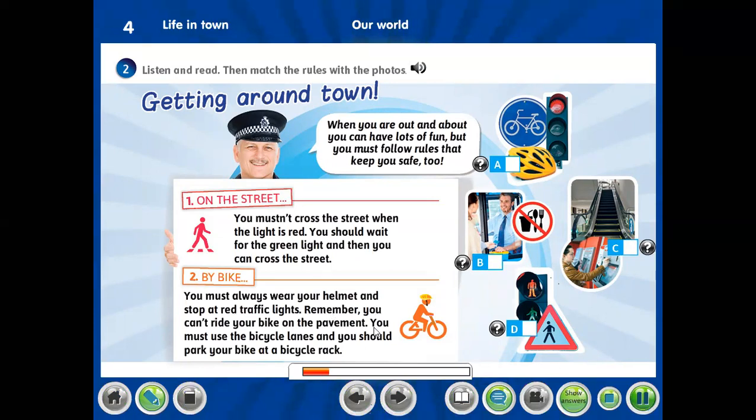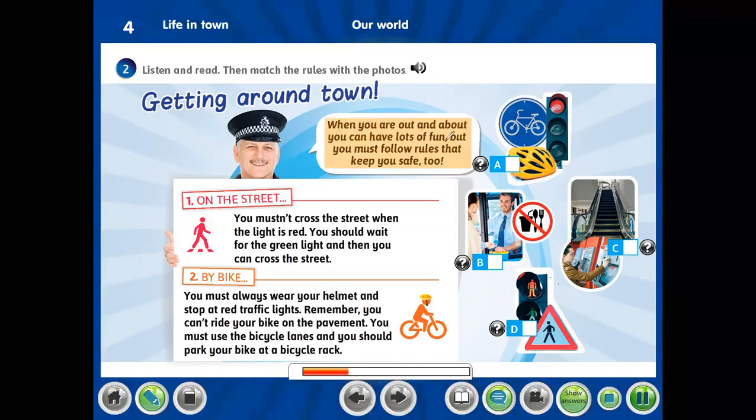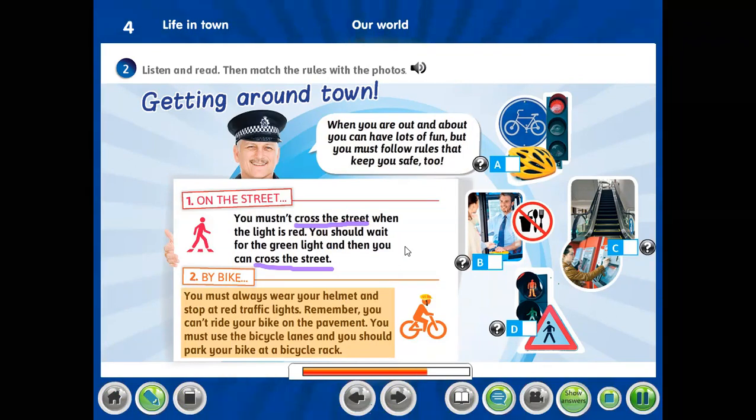Getting around town. When you are out and about, you can have lots of fun, but you must follow rules that keep you safe too. One, on the street. You mustn't cross the street when the light is red. You should wait for the green light and then you can cross the street. Two, by bike. You must always wear your helmet and stop at red traffic lights. Remember, you can't ride your bike on the pavement. You must use the bicycle lanes and you should park your bike at a bicycle rack.